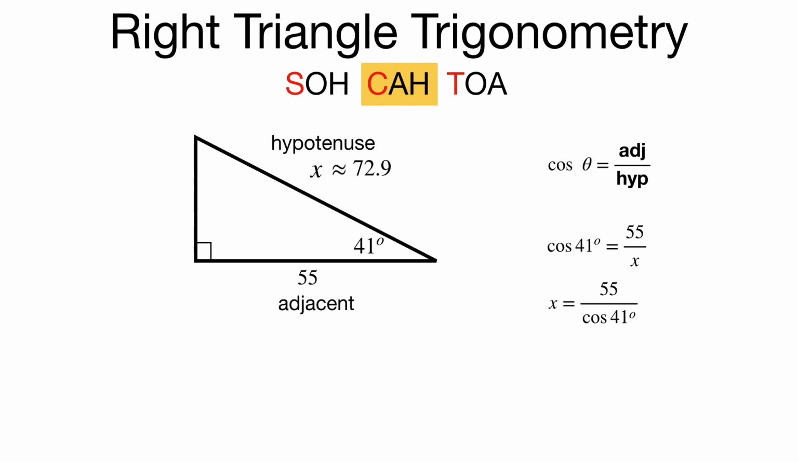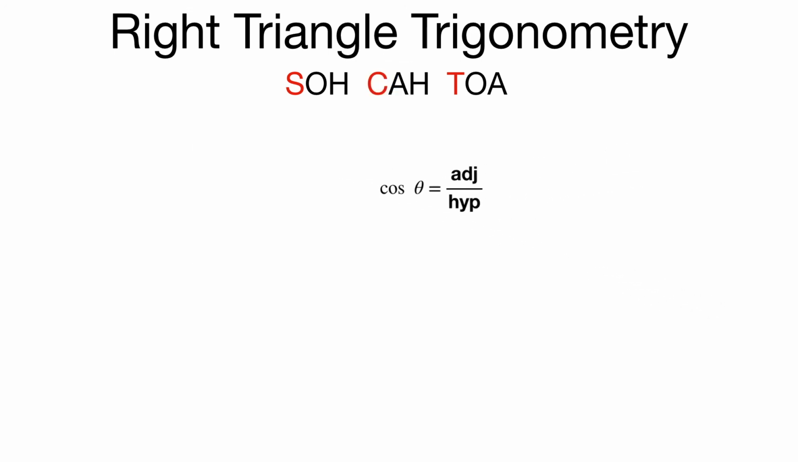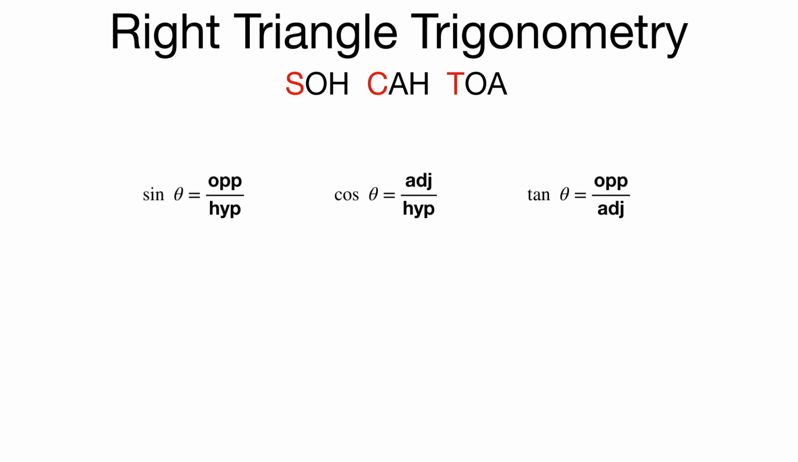And there's our hypotenuse. I hope this has been helpful to you. Just find the two sides, the one you know, the one you want, apply the trig ratio, and you have it.